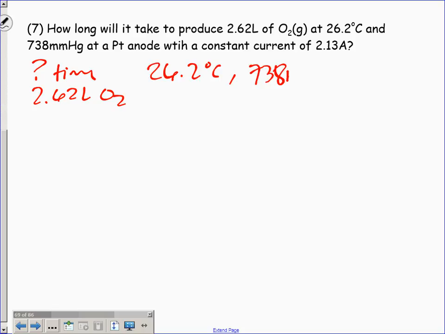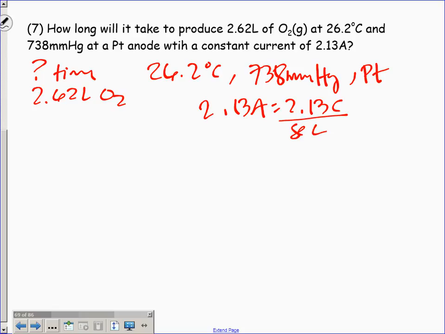2.62 over equals 738 by 760 times 2.62 over 299.2. Has anybody written a half reaction yet that would make oxygen?